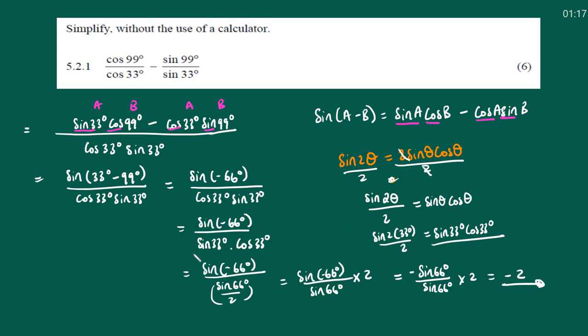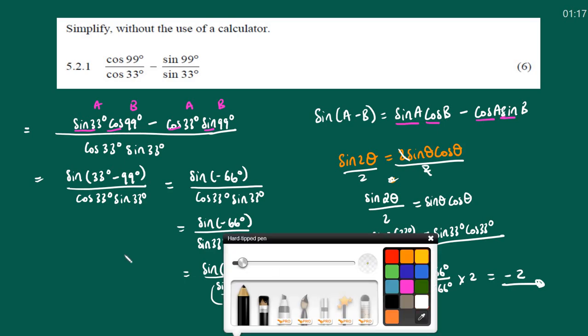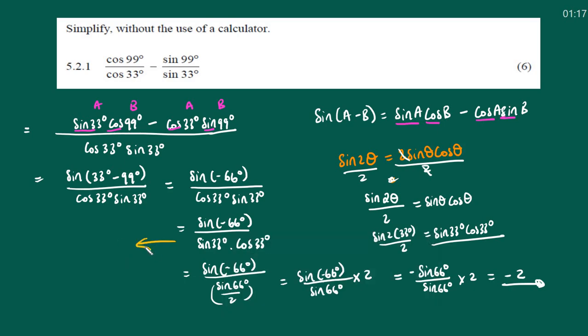Another way, if you didn't want to go this route, there is always another way. There is another way for this one. When you were at this point, you have sine negative 66 degrees, right? And then at the bottom, you have sine 33 degrees cos 33 degrees. So you could have changed the top part. Remember, it's a negative angle. So you were going to have negative sine 66 degrees over sine 33 degrees cos 33 degrees.